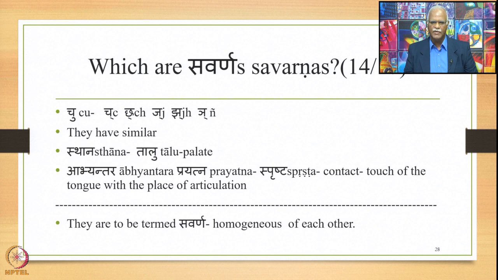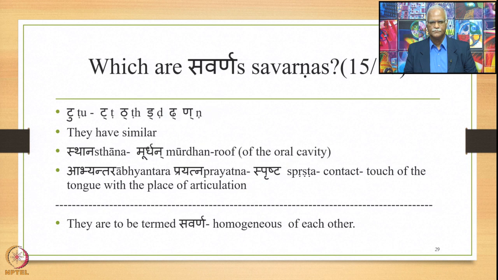Similarly, you have chu, meaning cha, chha, ja, jha, and ña. They have similar sthana, namely talu, and similar abhyantara prayatna, namely sprishta, and therefore they are to be termed savarna of each other. Then we have tu, meaning ta, tha, da, dha, and na. They have similar sthana, namely murdhan, and similar abhyantara prayatna, namely sprishta or contact. So all these sounds, they are savarna of each other.